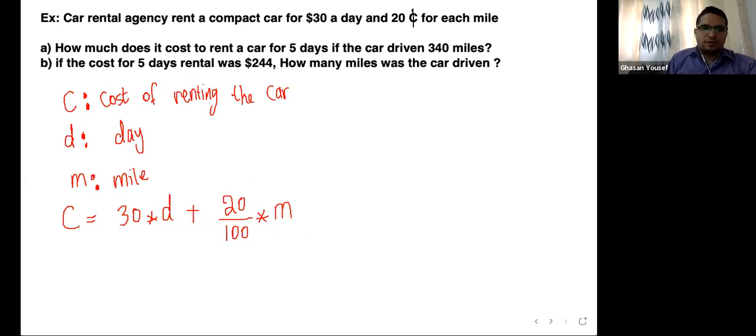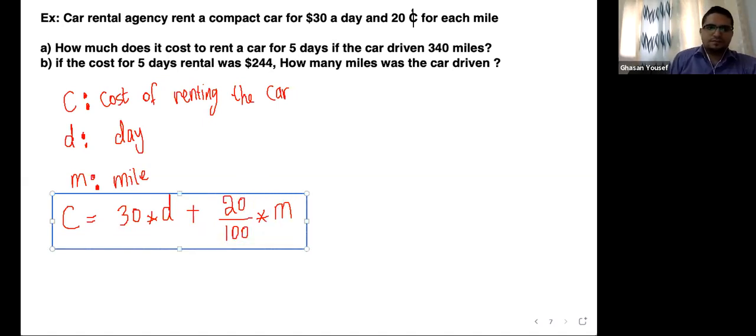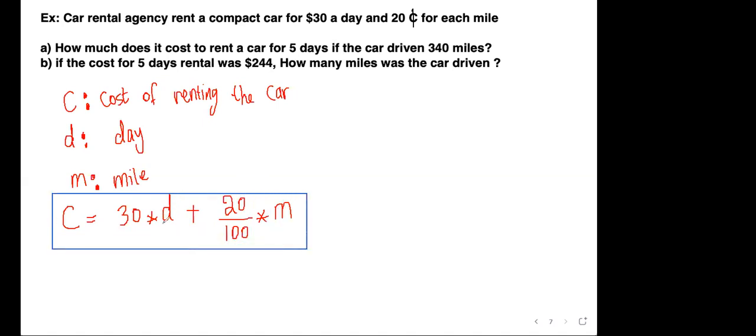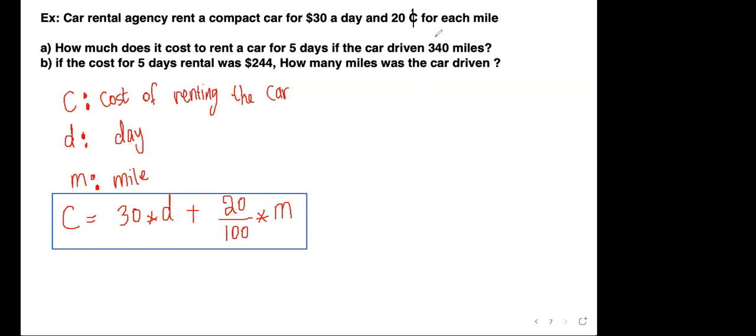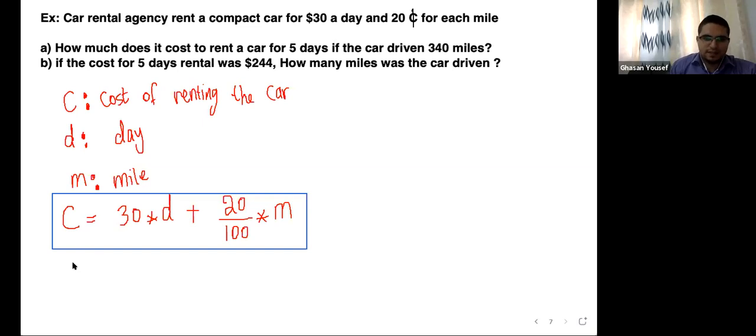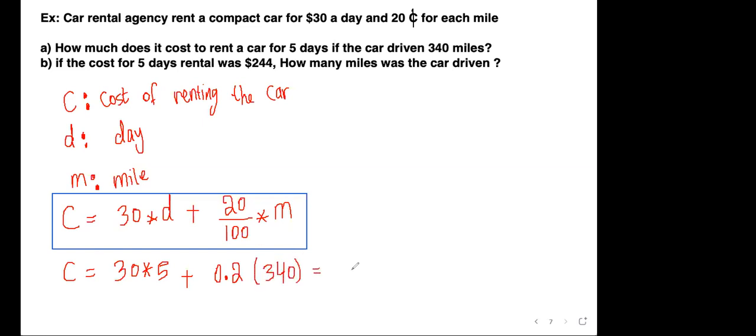Who will do the first part of the question now? You just have to plug in. What do you have to plug in instead of D? 5 days. And instead of M? 340 miles. Exactly. So I get C equals 30 times 5 plus 0.2 times M, and M is 340. What is the answer? 218.